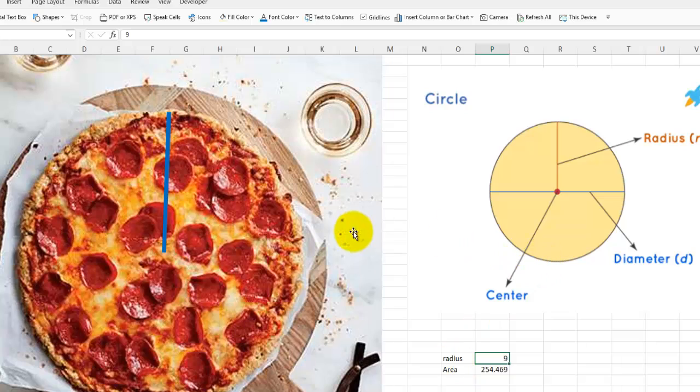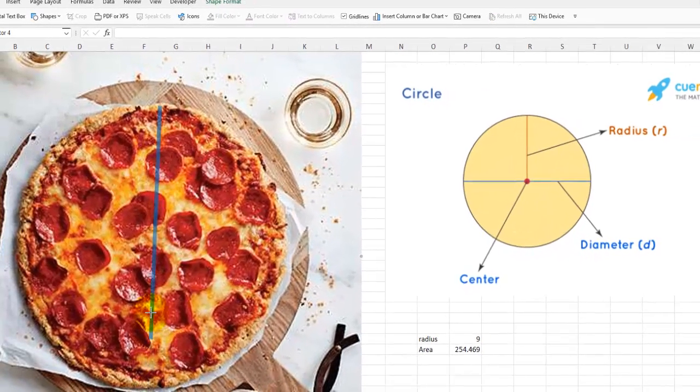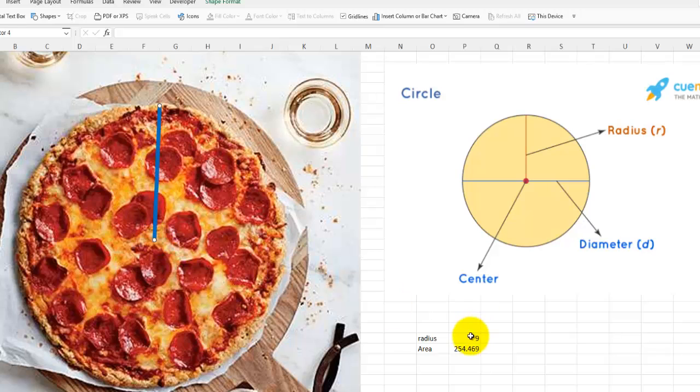A 9 inch pizza is actually talking about the diameter, right? So the diameter is 9 inch, but the radius is half of it. So half of it will be, you got it, 4.5. So 4.5 gives the area of 63. So the person is asking for a 9 inch pizza.